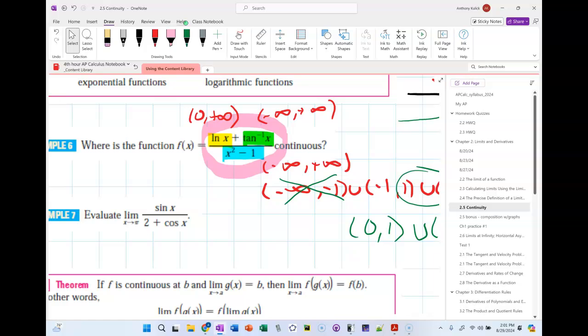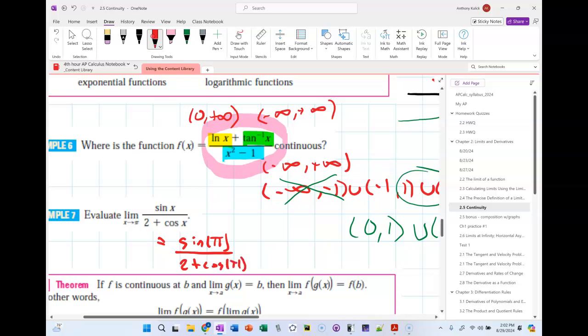I can just do a direct substitution. Is that okay? All right. Remember your unit circle. What's sine of pi? Cosine of pi? -1.